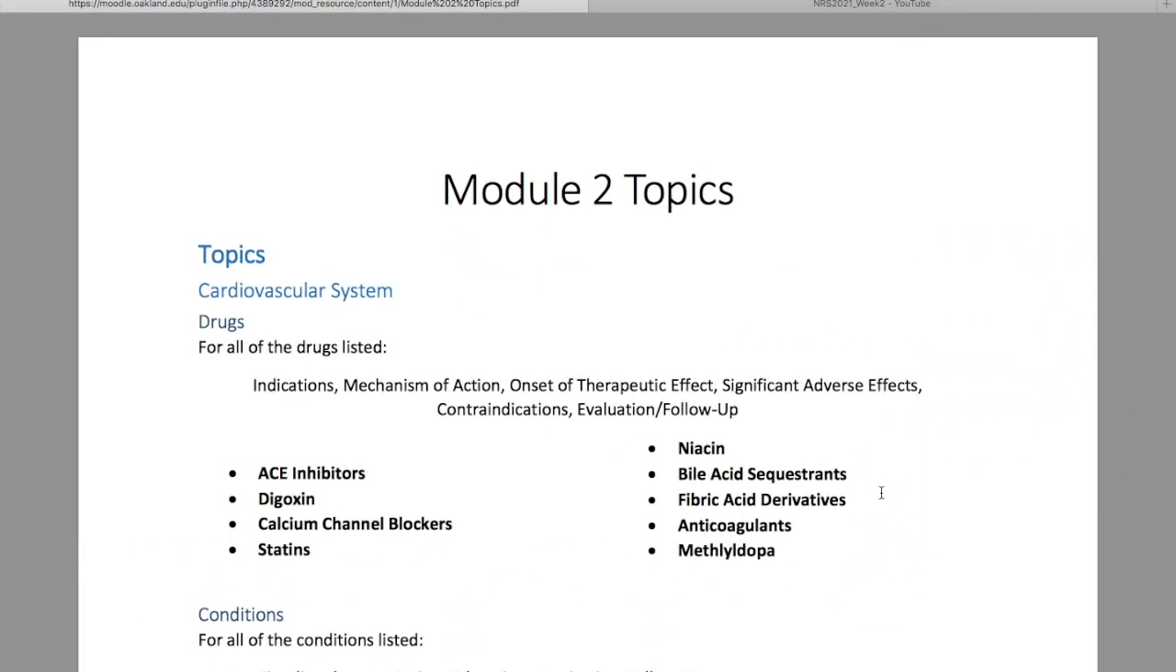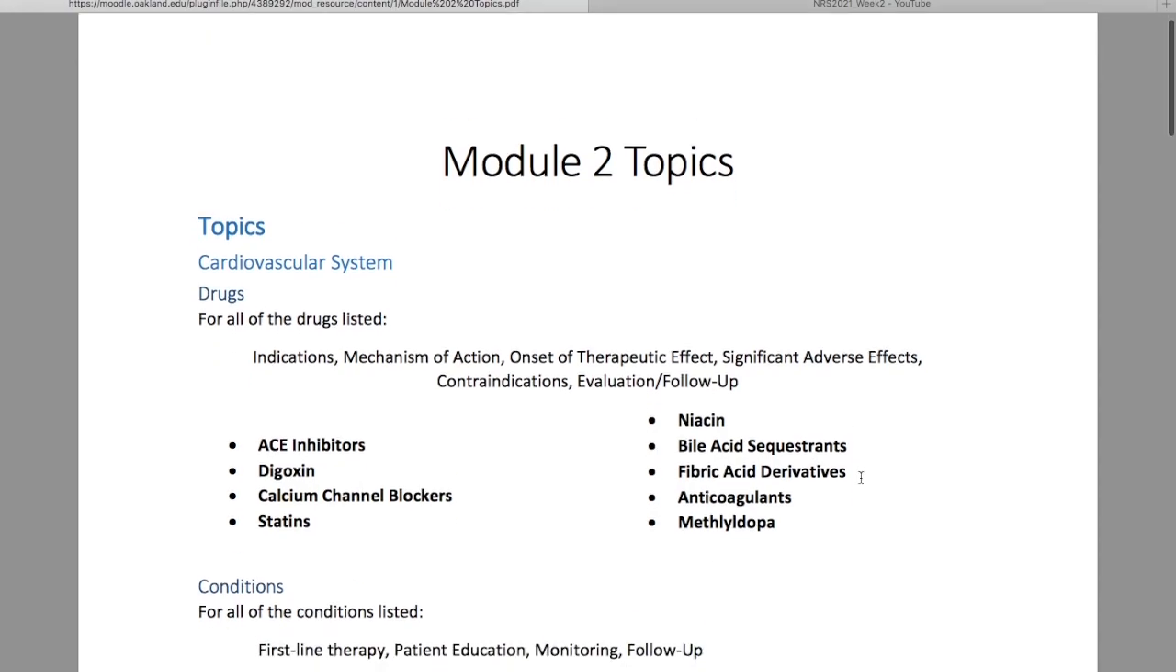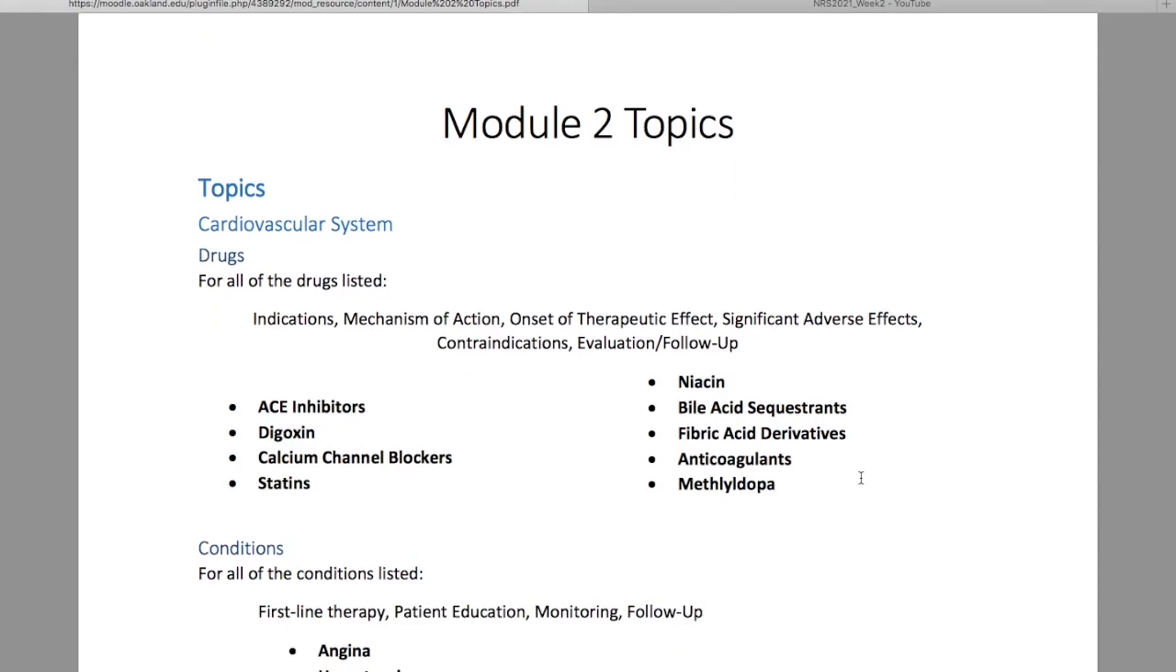Okay, so the topics that we will be covering for Module 2 are the cardiovascular system and the renal and genitourinary system. Let's start by taking a look at the topics in the cardiovascular system. The drugs that we're going to cover in the cardiovascular system include ACE inhibitors, digoxin, calcium channel blockers, statins, niacin, bile acid sequestrants, fibric acid derivatives, anticoagulants, and methyl-dopa.